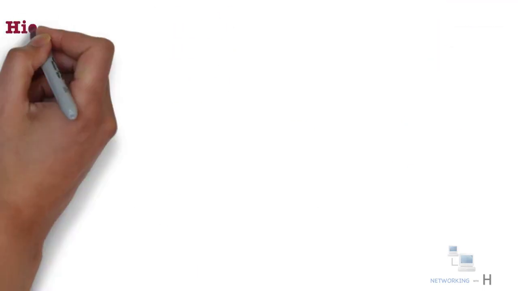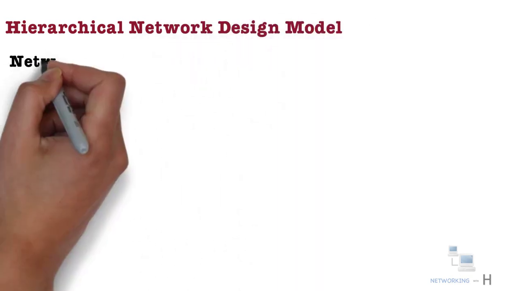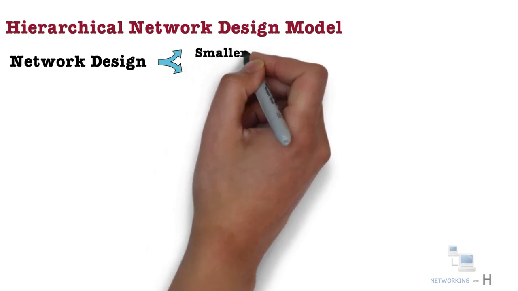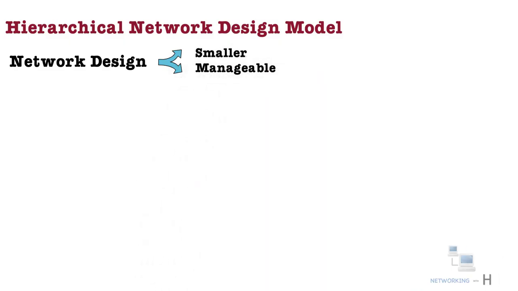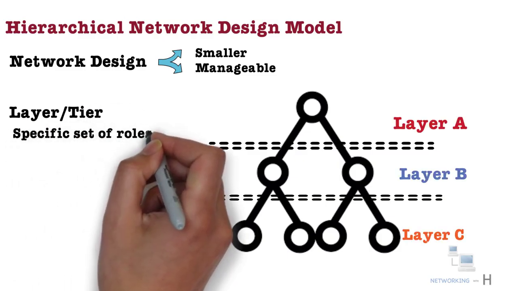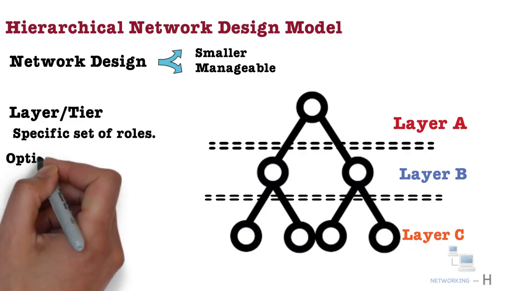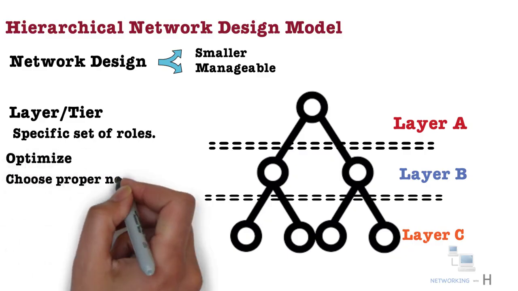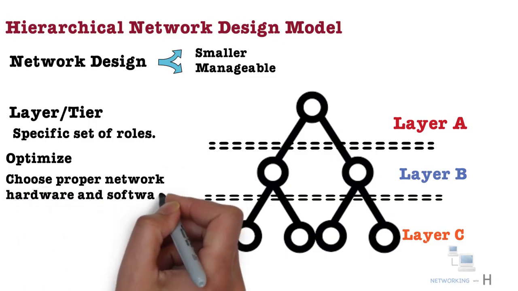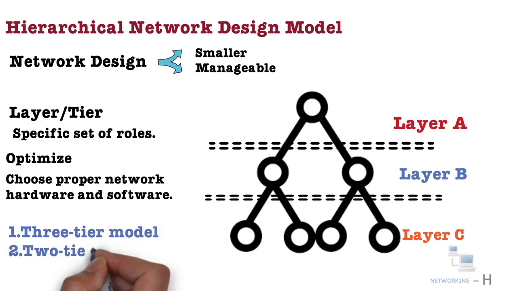The Cisco hierarchical network design model breaks the complex problem of network design into smaller and more manageable ones. Each layer or tier in the hierarchy is focused on a specific set of roles. This helps the network designer and architect to optimize and select the right network hardware, software, and features to perform specific roles for that network layer. The two proven hierarchical design architectures for campus networks are the three-tier model and the two-tier model.